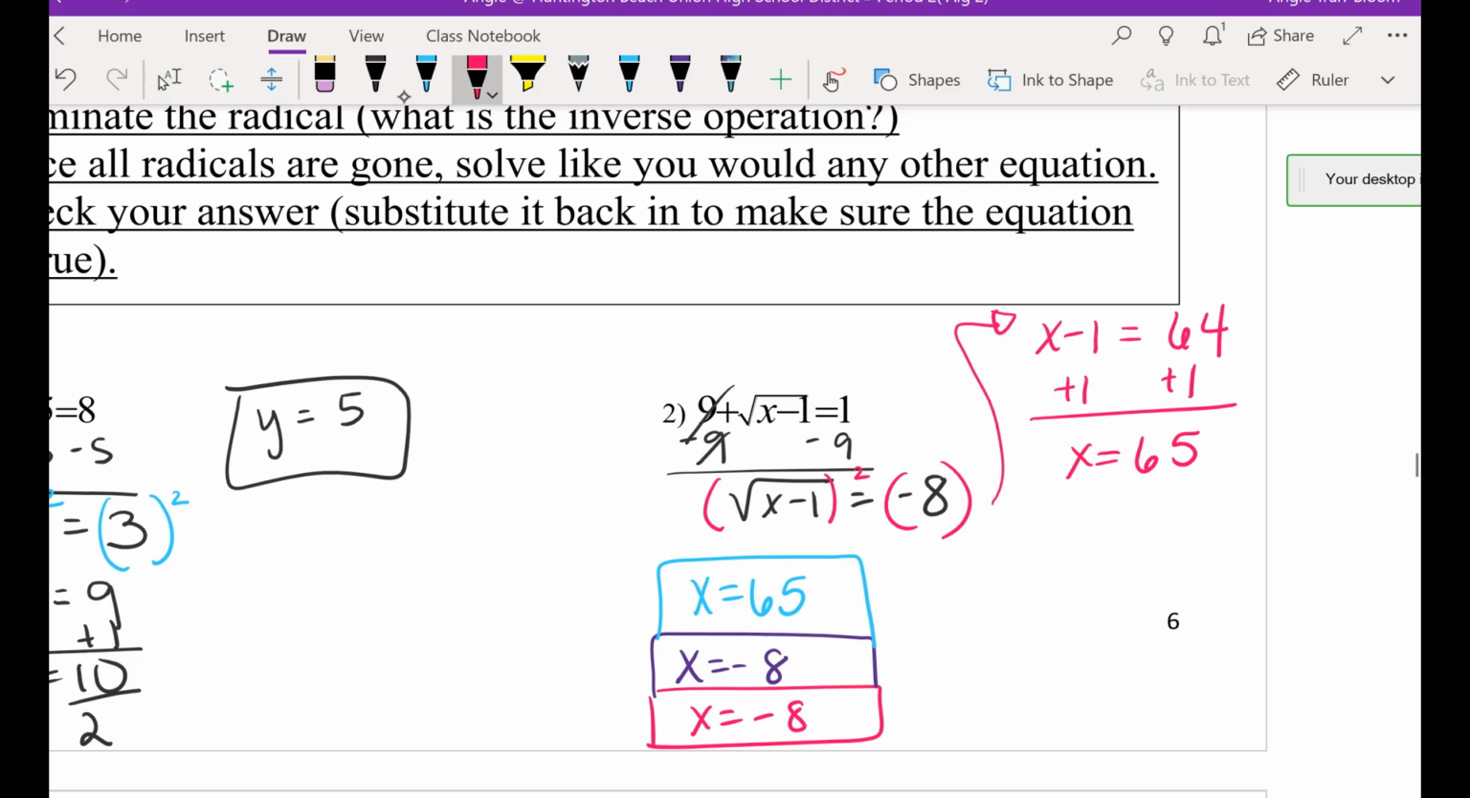65 minus 1, 64. Square root of 64, 8. 8 plus 9, 17. Never 1. So therefore, instead of boxing these things up, I have to write what? No real solution.